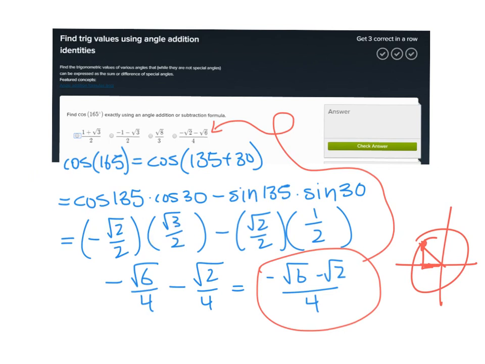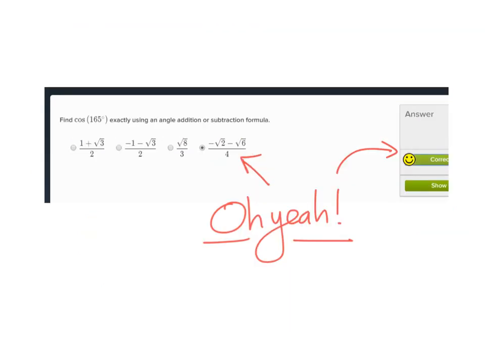Love it. So multiply, multiply. We got negative root 6 over 4 minus root 2 over 4. And we can combine them like that. And lo and behold, somewhere around here, we have an answer that looks suspiciously like ours. And voila! Oh yeah! We got that.